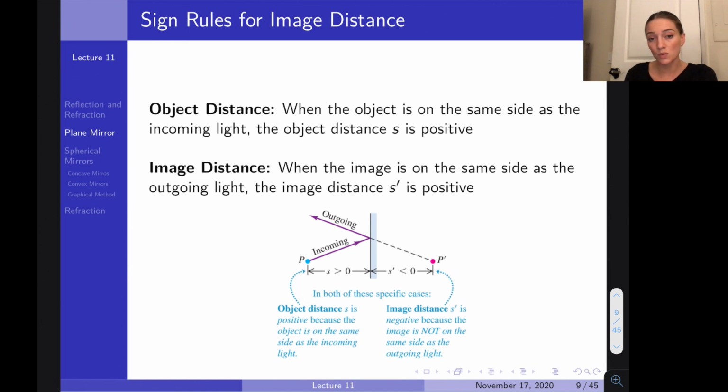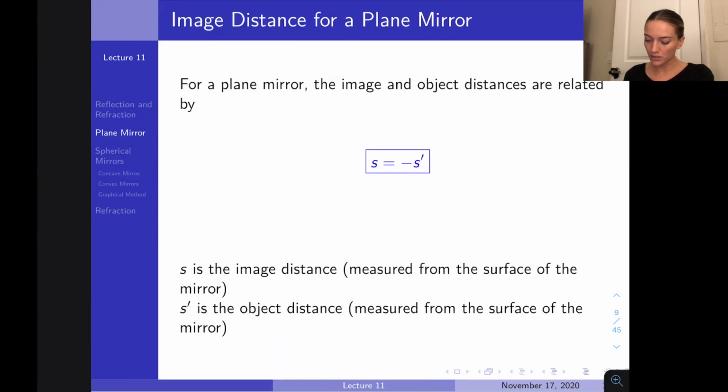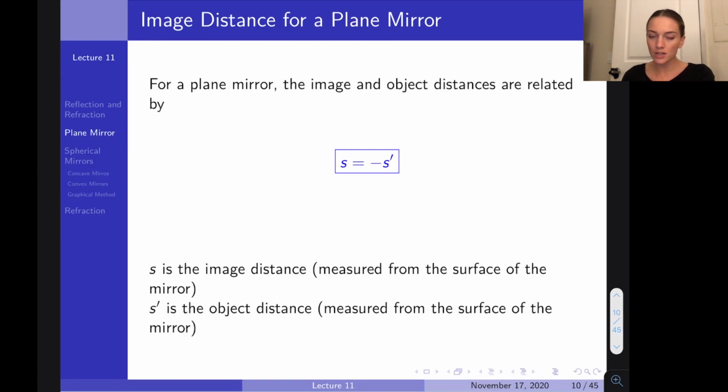Now we're going to see some cases where the image distance is positive when we do refraction, but for a mirror, the image distance is negative because it's on the opposite side of the mirror from the outgoing light. So then I just rewrote that here. For a plane mirror, the image and object distances are just related by this equation here. They're obviously the same magnitude but different signs. So S is positive, the object distance is always positive, and the image distance is negative. And these are both measured from the surface of the mirror, obviously.